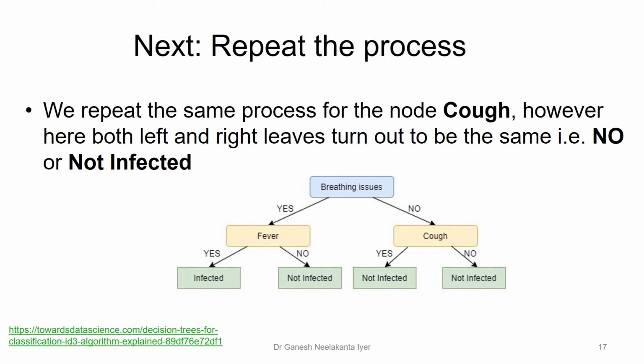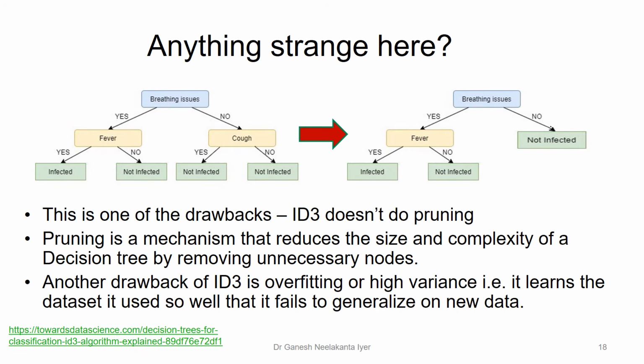So repeat this process, but we do not have any more features. It's all done. So you can see here something interesting, something strange. Once breathing issue is no, irrespective of cough, that person is not infected. That is a strange factor, but this particular algorithm does not take care of that. So this is one of the drawbacks.